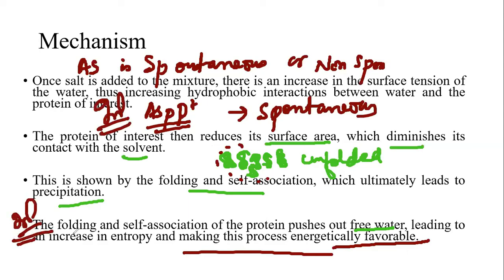So I repeat, the folding and self-association of the protein pushes out free water, leading to an increase in entropy and making this process energetically favorable. Okay.